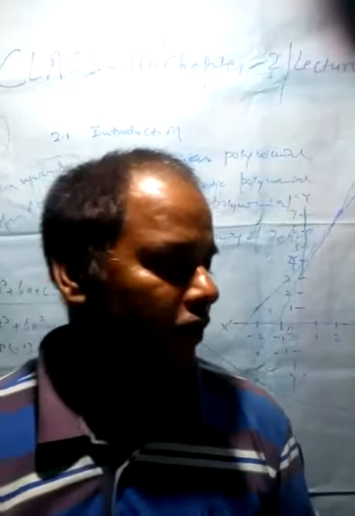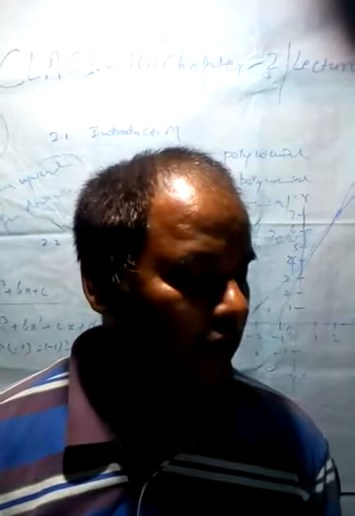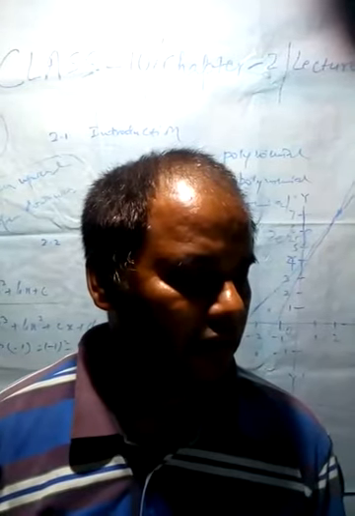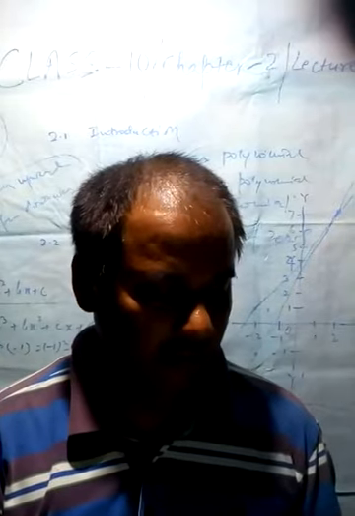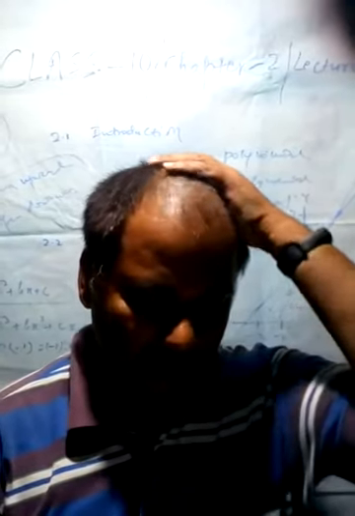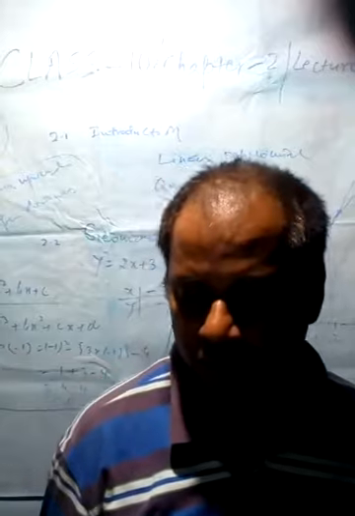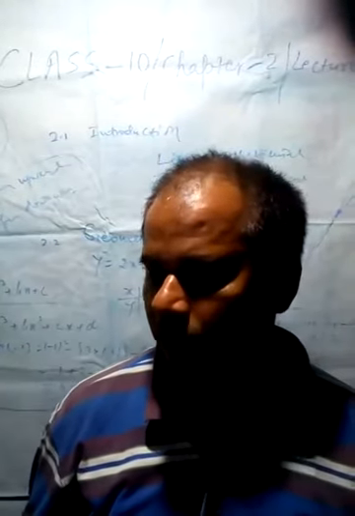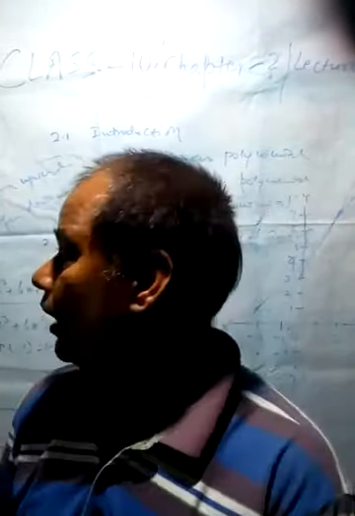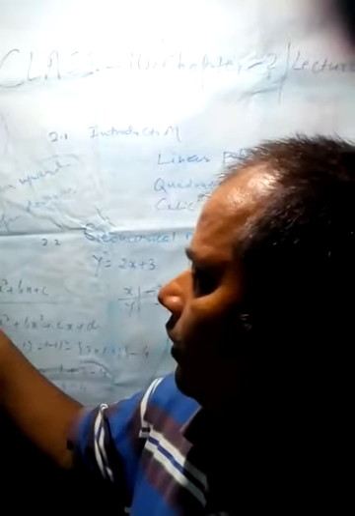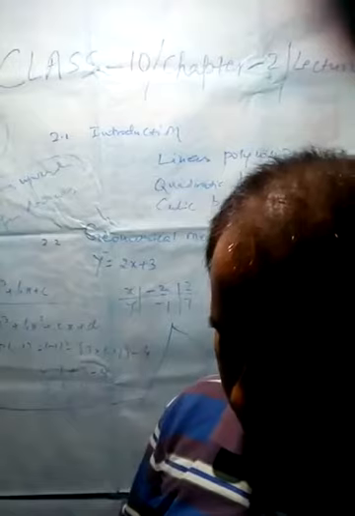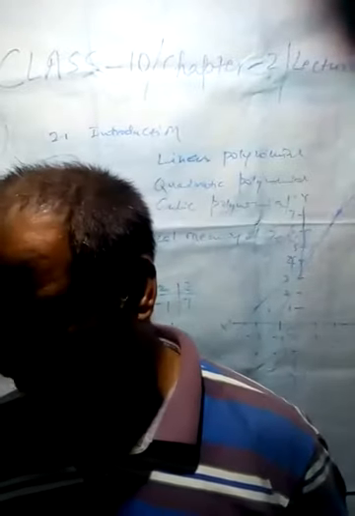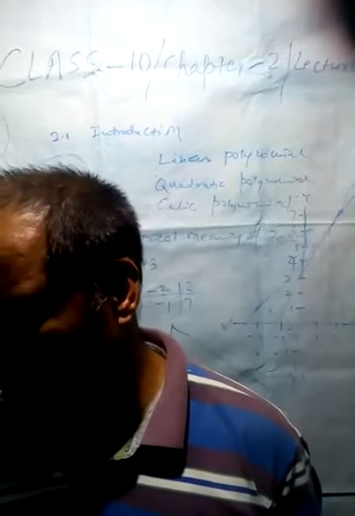In fact, for any quadratic polynomial ax square plus bx plus c, where a is not equal to 0, the graph of the corresponding equation y is equal to ax square plus bx plus c has one of two shapes: either open upward, like this U, or open downward. Depending on whether a is greater than 0 or a is less than 0, these curves are called parabolas.